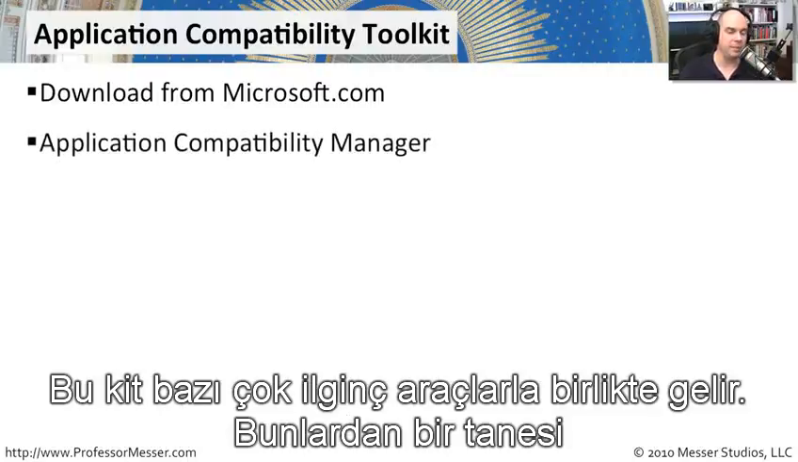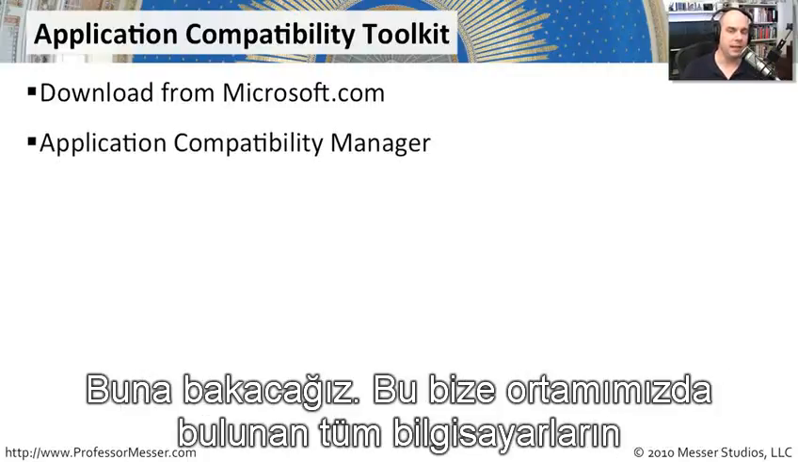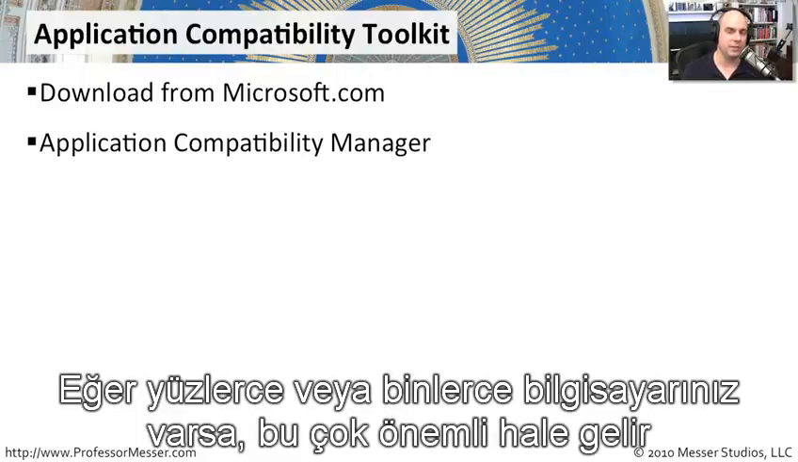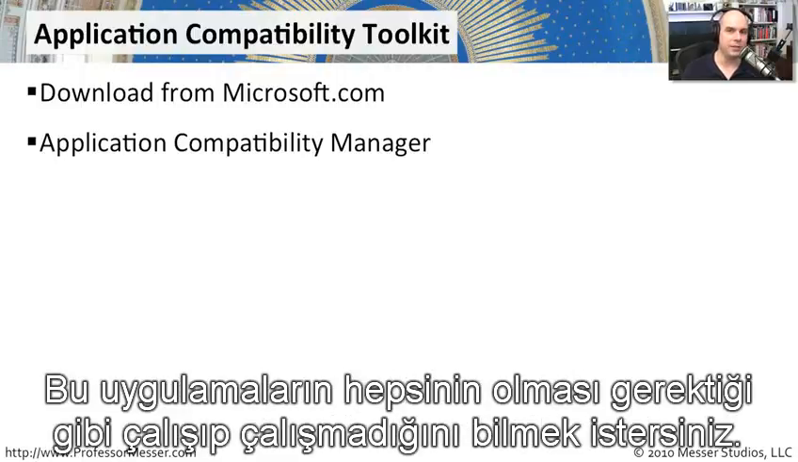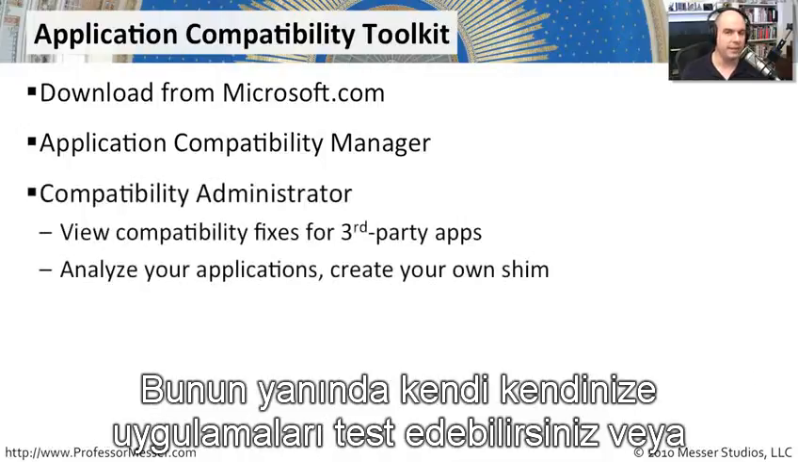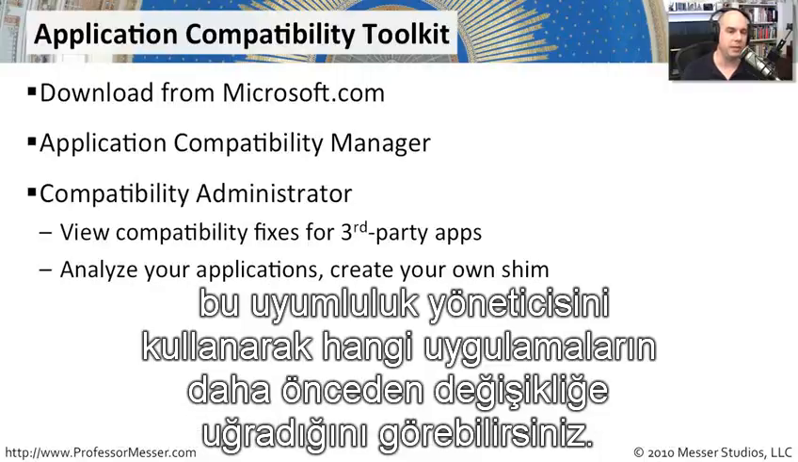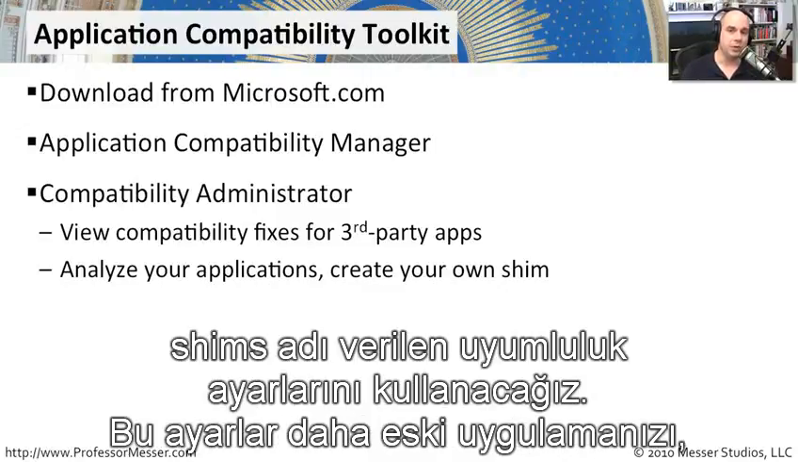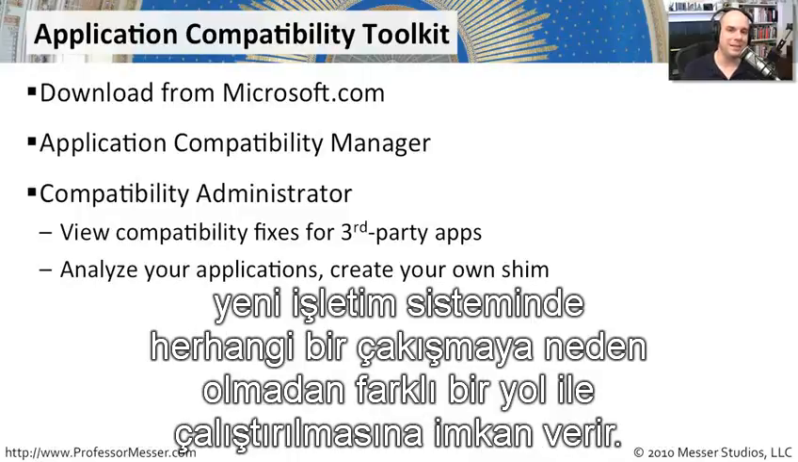One is called the Application Compatibility Manager. We'll look at this. It allows us to get a report on how all of the computers in our environment are performing. That becomes important if you have hundreds or thousands of computers and you want to know if all the applications are working the way they should. You can also test the applications yourself or see which applications have already gotten changes to them using the Compatibility Administrator. We'll look through third-party apps on ours, and you can also build some yourself. These are called shims that allow the older applications to use the new operating system in a different way so that it doesn't create a conflict.